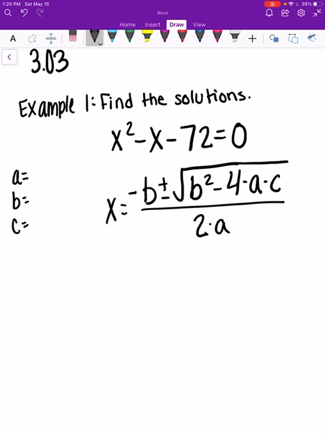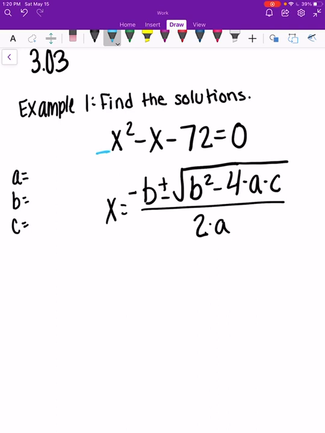Number 1 says find the solutions, and our equation is x squared minus x minus 72 equals 0. We're going to have to use the quadratic formula on this one, so I wrote it down. If you know the quadratic formula, it's just plugging in numbers and simplifying things. So we need to know a, b, and c.